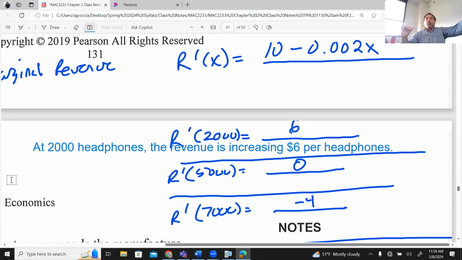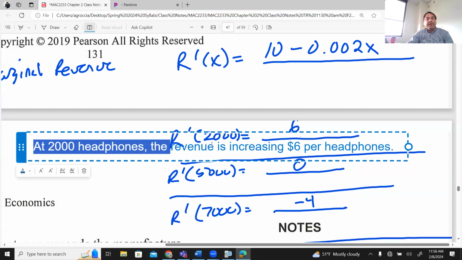I can see my total revenue, but this is telling me the very next headphone that I sell, what's going to happen to my revenue? It's going to go up. I don't know about you, but do you want more money? Yeah. So you're like, okay, cool. So instead of 2,000, let's sell 5,000. So you up it. Okay, now watch what's happening.